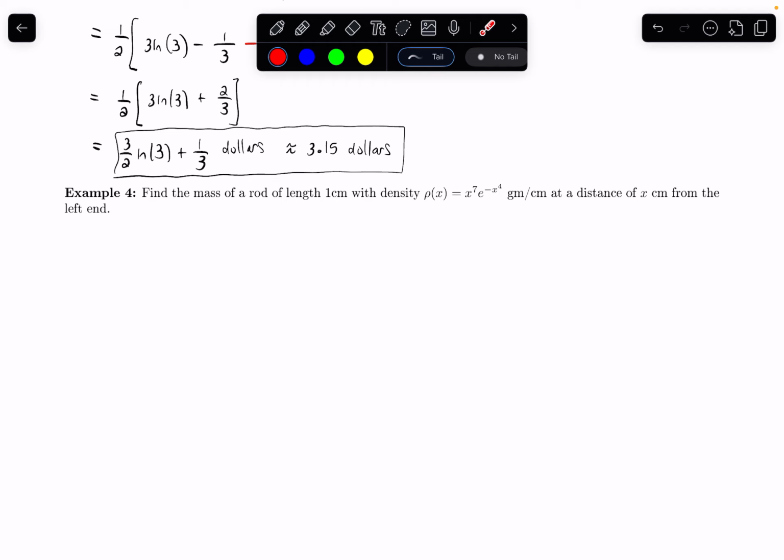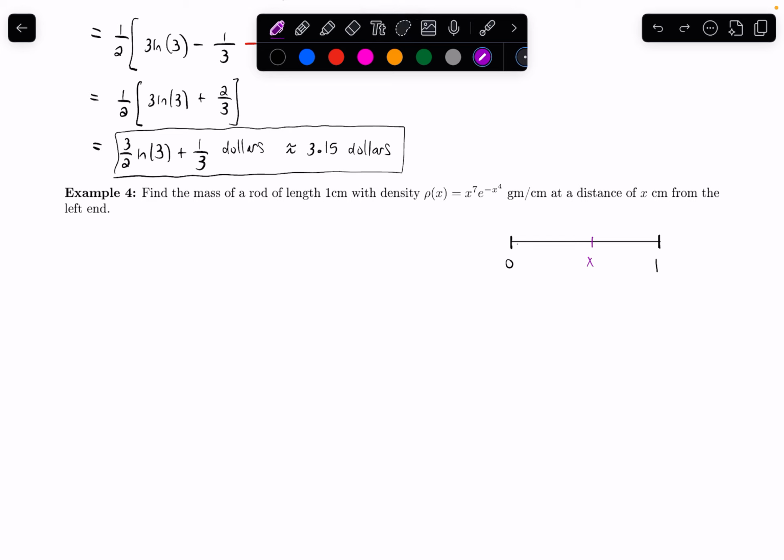Okay. So if we think about this rod, if I draw a picture, it says the rod is length 1 centimeter. So I'm going to call this left endpoint 0, the right endpoint 1. And it's saying that if you go a distance x away from this left endpoint, and you take that x value and plug it into here, it tells you what the density is at that spot.